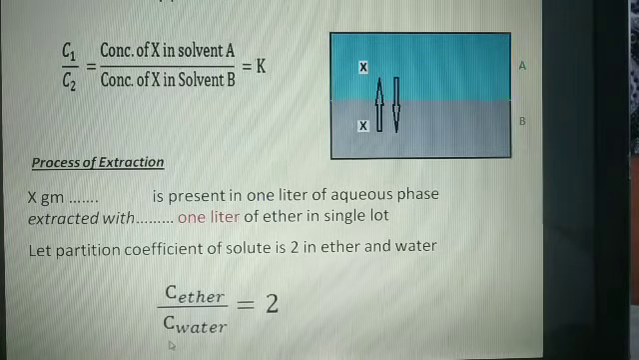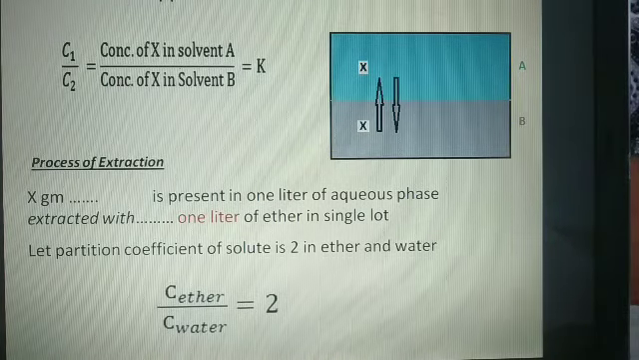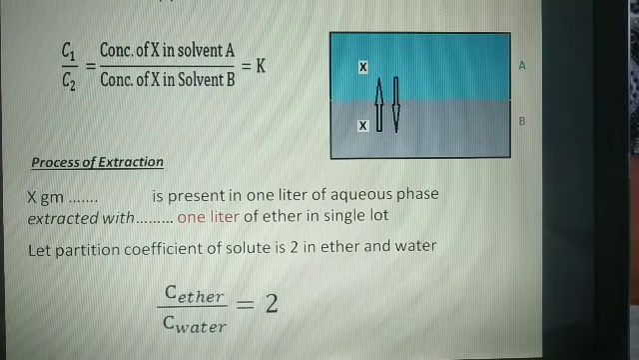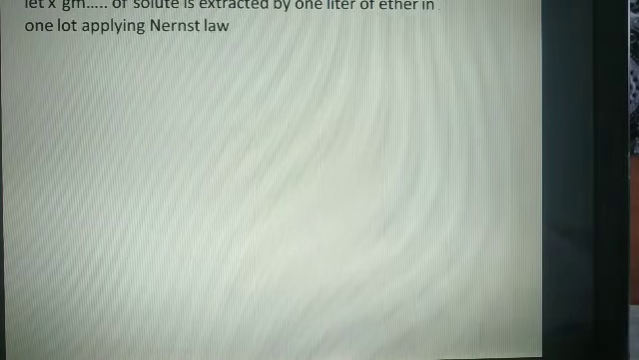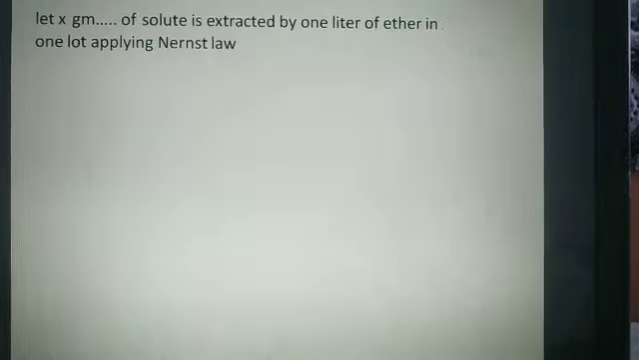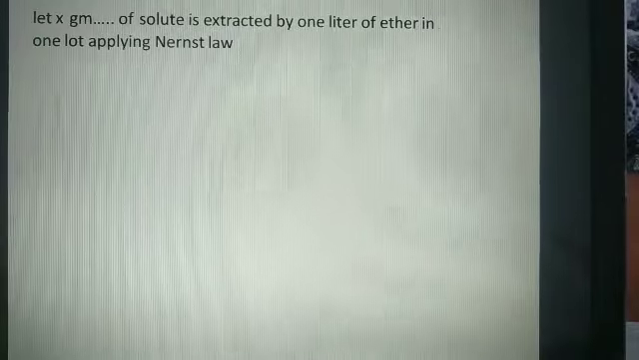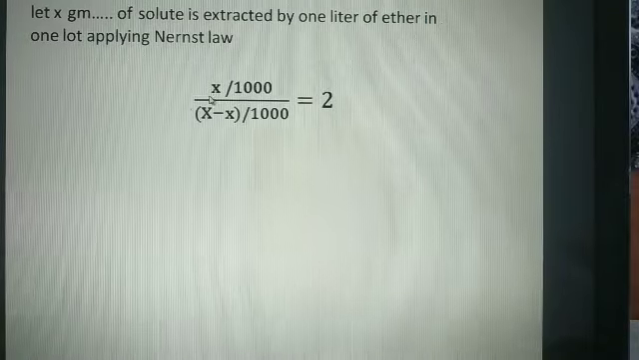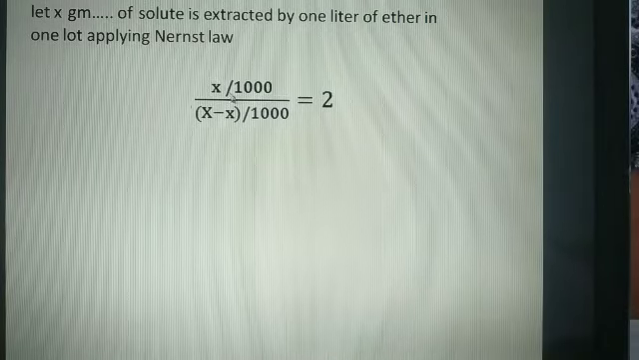If we apply the Nernst distribution law, then the concentration in the ether layer divided by the concentration in the water will be equal to 2. So let us see here how the conditions work when we utilize it in a single lot. Let x gram of the solute be extracted by 1 liter of the ether, and now applying the Nernst law here, it is x now that is being extracted per liter.